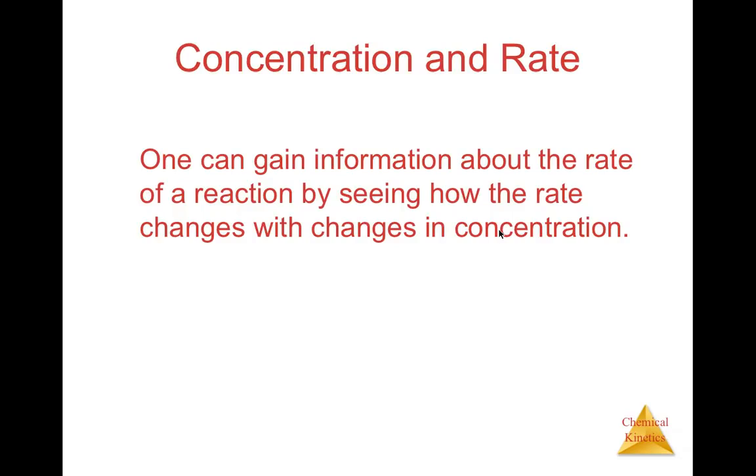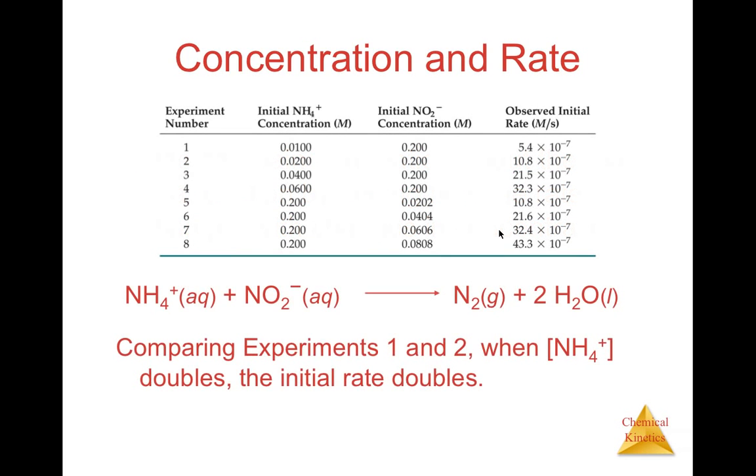And now we're going to look specifically at concentration and rate. One can gain information about the rate of a reaction by seeing how the rate changes with the concentration. And here we're going to take a look at a number of pieces of data from an experiment that involves ammonia and the nitrite ion. And you can compare experiments 1 to 2. Notice nitrite remains the same. NH4 doubles. What happens to the rate?